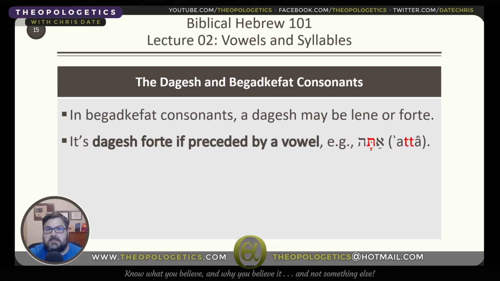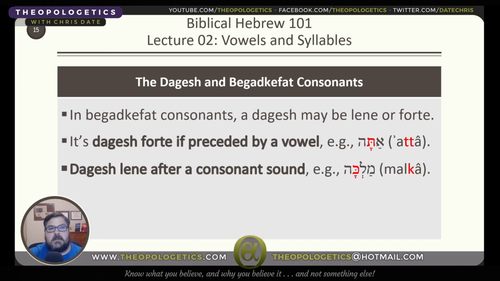So in the case of that word we looked at a moment ago, ata, there is no consonant sound immediately preceding the tav that has the Dagesh in it. You've got an open syllable, aleph, and then a vowel sound. Because the previous character ends in a vowel sound, we know that the Dagesh in the tav is a Dagesh forte and doubles it. But if it's following a consonant sound, then it's a Dagesh Lena. So the word here is malka.